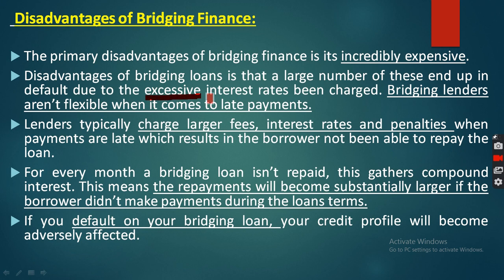So it is an excessive rate of interest. That's why it is known as incredibly expensive. So generally there will be chances of default. Why defaulter? If you have taken a bridge loan, you are the borrower, clear. So there will be chances, due to the high rate of interest, that sometimes you are not capable enough to pay the interest. That's why there will be chances of becoming a defaulter, clear.